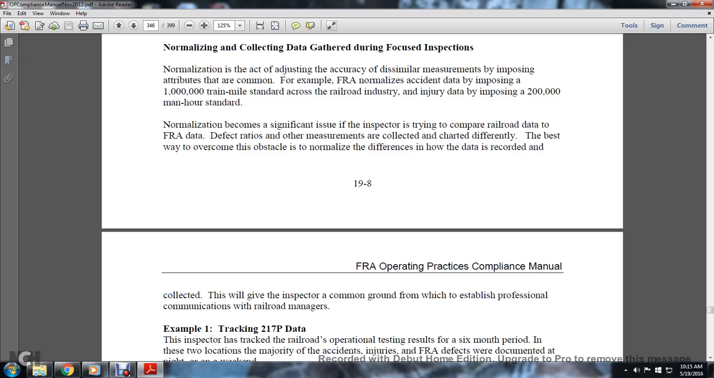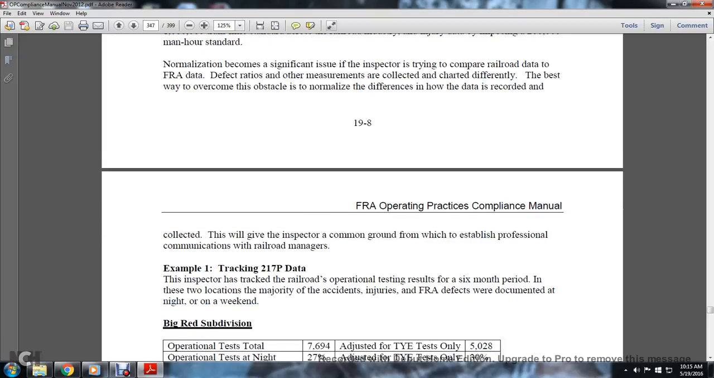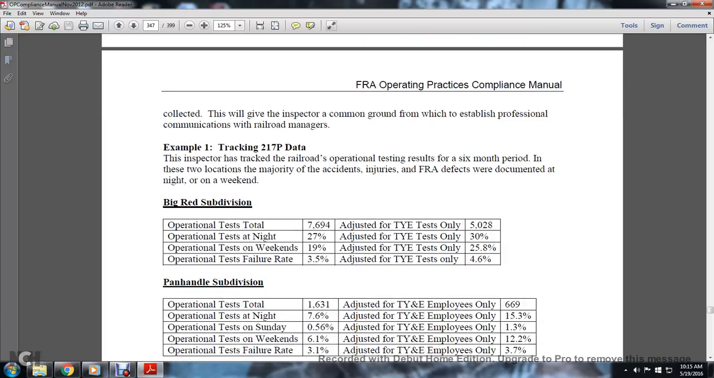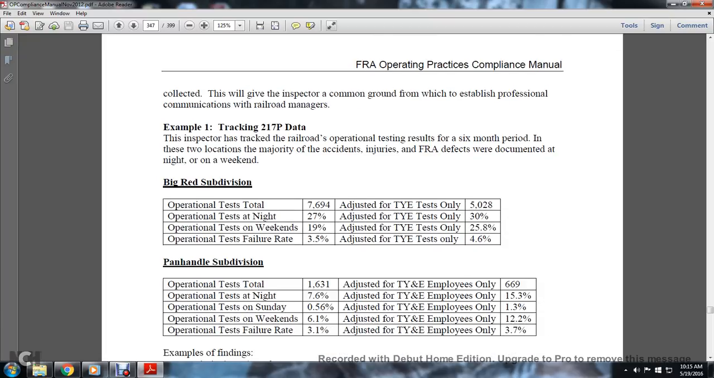The best way to overcome the obstacle is to normalize the differences and understand how the data is recorded and collected. This will give the inspector common ground from which to establish professional communications with the railroad managers. Example 1, tracking 217P. The inspector has tracked railroad operational testing results over a 6-month period, and this is the location of the majority of the accident injuries. FRA defects were documented at night and on the weekend.